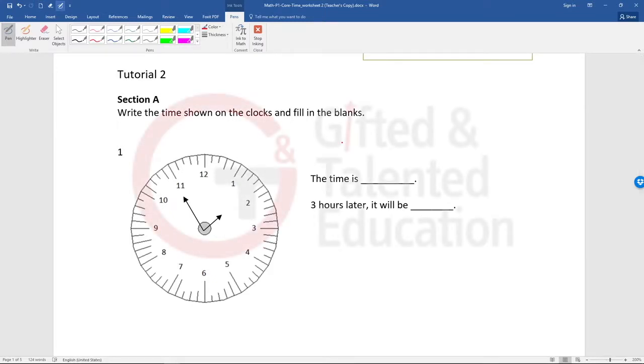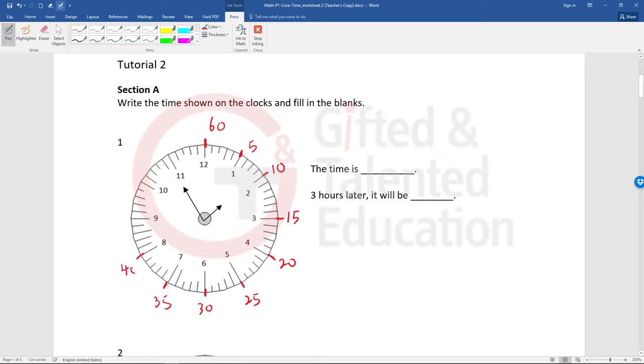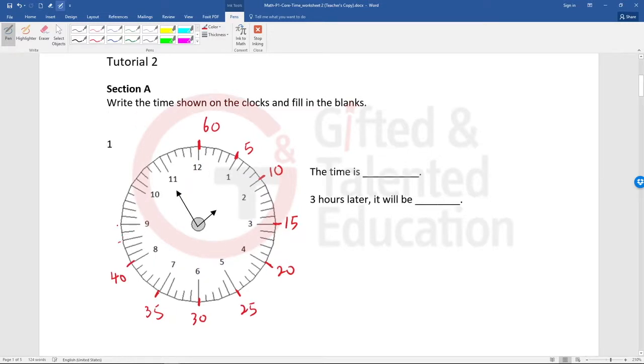Question 1. Let us label the clock. This would be 60. This would be 5. This would be 10. This would be 15. This would be 20. This would be 25. This would be 30. This would be 35. This would be 40. This would be 45. This would be 50. And this would be 55.